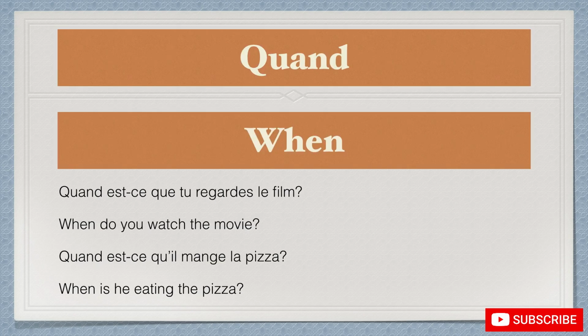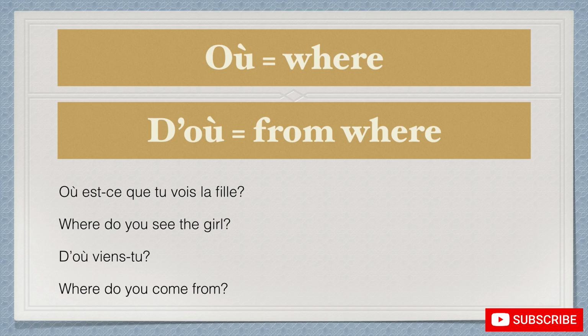Quand est-ce que tu regardes le film? When do you watch the movie? Quand est-ce qu'il mange la pizza? When is he eating the pizza? Où, and then sort of the same thing as we had with qui, we can say d'où, which is from where. Où est-ce que tu vois la fille? Where do you see the girl? D'où viens-tu? Where do you come from?